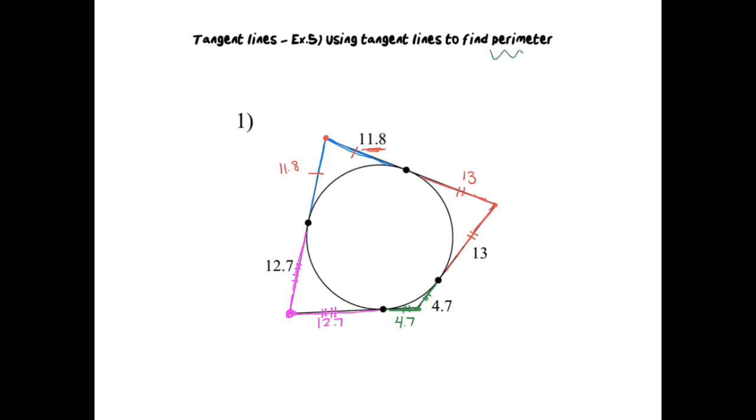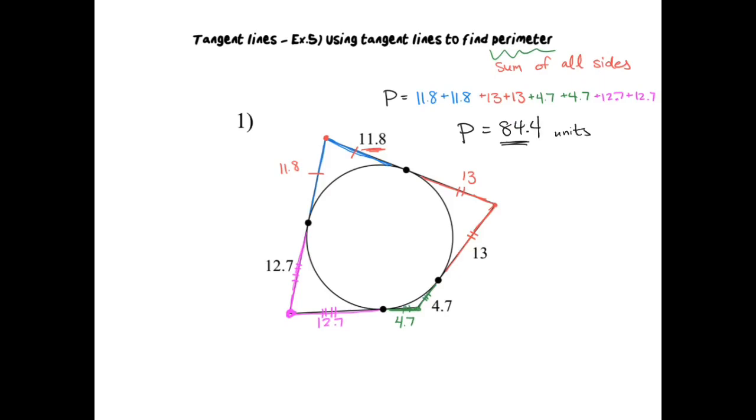And then the question asks us to find the perimeter. To find the perimeter, we know that the perimeter is the sum of all sides. So we're just going to add up all our sides. We're going to add up the 11.8s, the 13s, the 4.7s, and the 12.7s. All right, and when I add all those sides up, that's going to give me the total perimeter, which is 84.4 units, whatever units we were using.